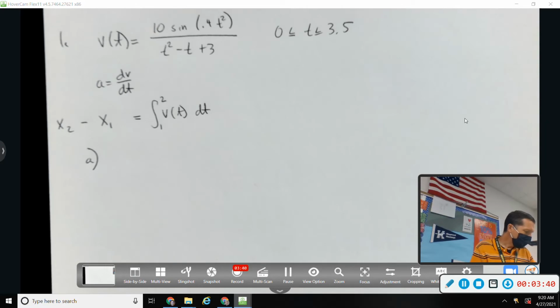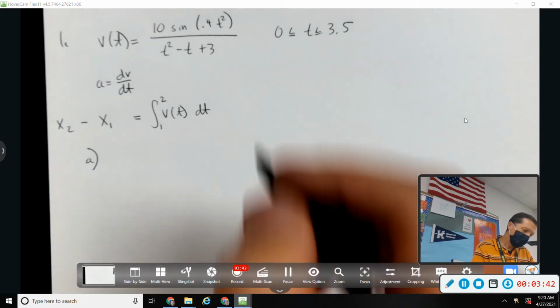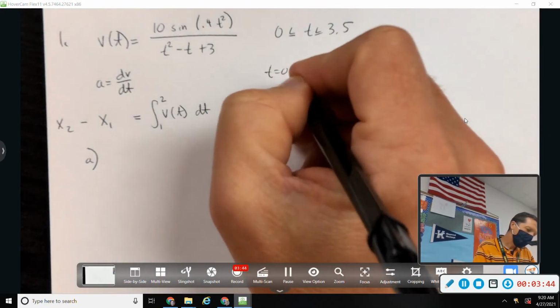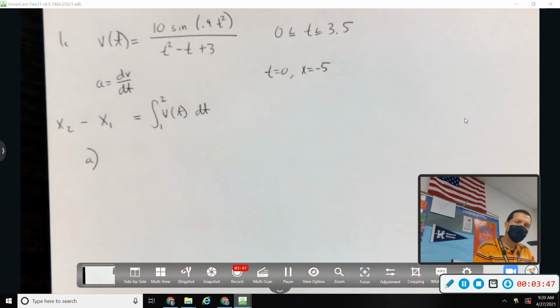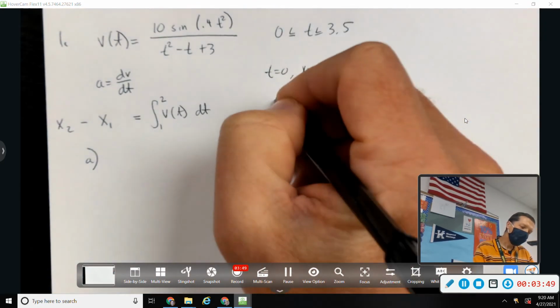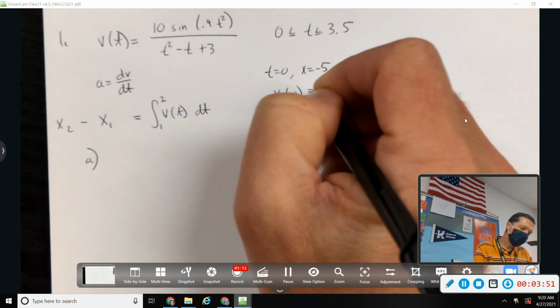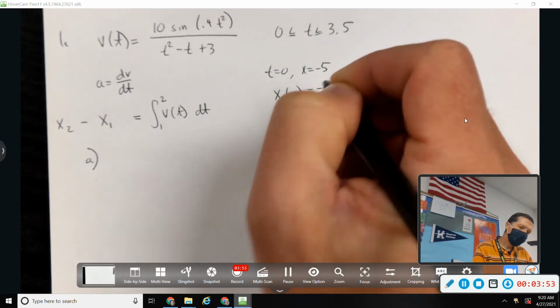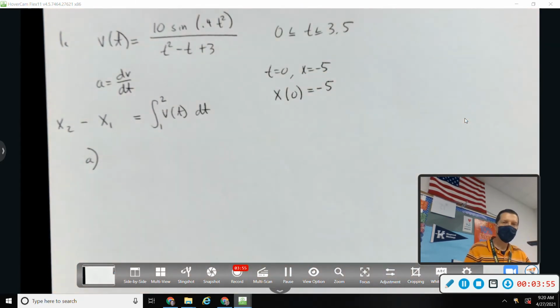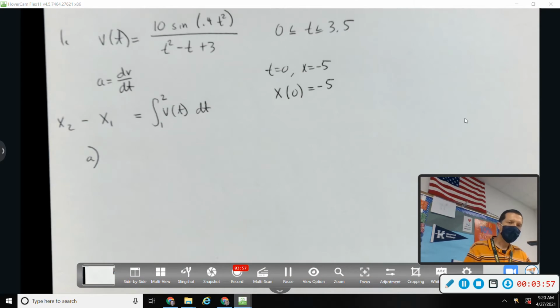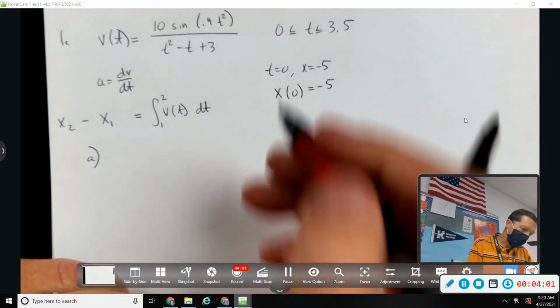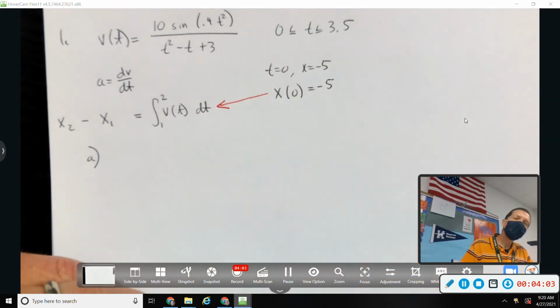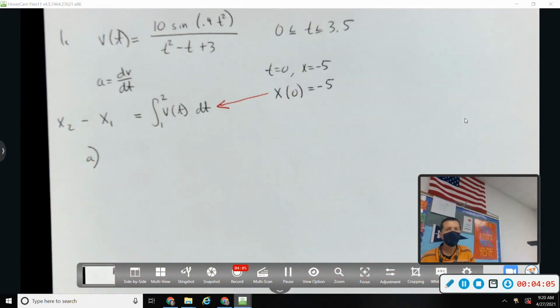The particle is at position x equals -5 when t equals 0. Another way to write that would be x at 0 equals -5. All right, all of that is pre-information. Actually, that probably goes with this. When we integrate, we'll have the starting point.